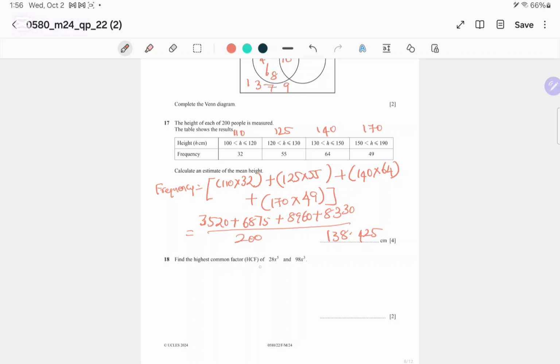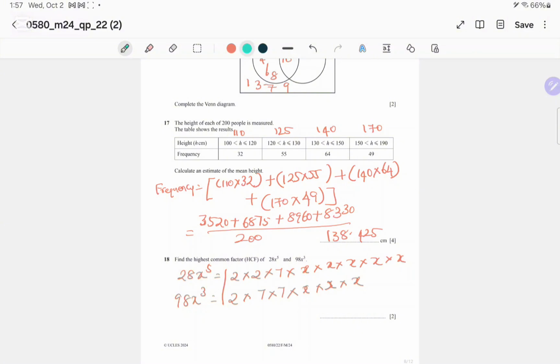Next part, find the highest common factor of 28x^5 and 98x^3. So I will write it clearly, 28, expand it and write it. So 28, how can we write? It is 2 into 2 into 7 into x, 1, 2, 3, 4 and 5. And 98x cube can be written as 2 into 7 into 7 and 3 times the x, 1, 2, 3. Now we will find out the common factors.